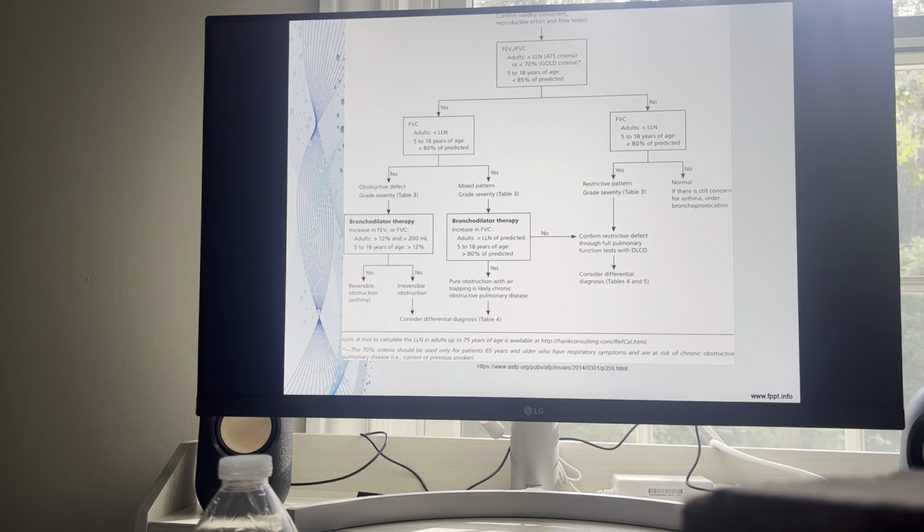Let's say you see an FEV1 FVC ratio that's greater than 70% and an FVC that's greater than 80%. What's that? That's normal. Normal, healthy lungs.